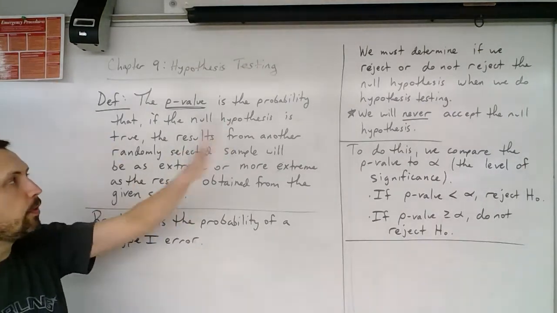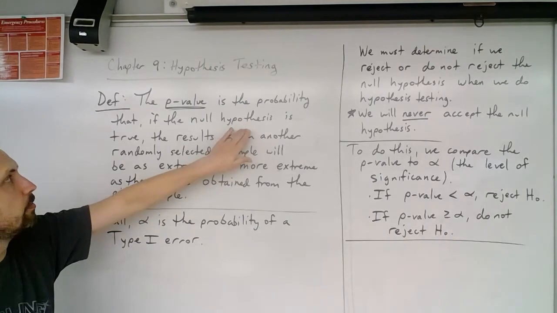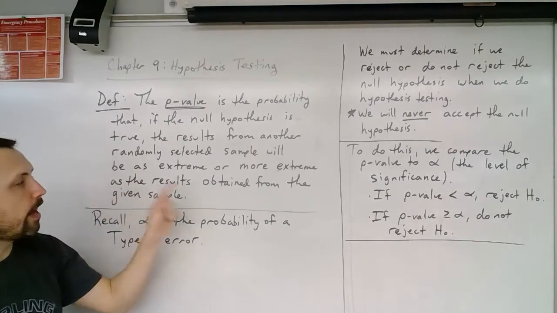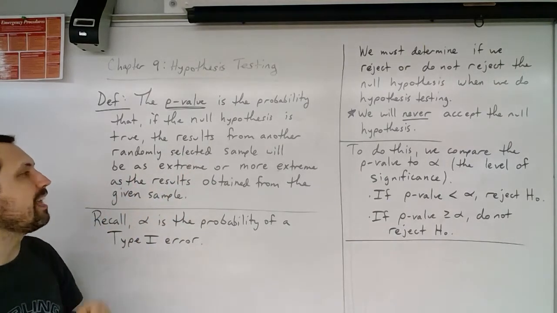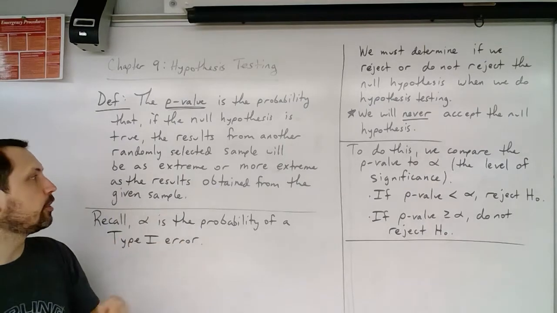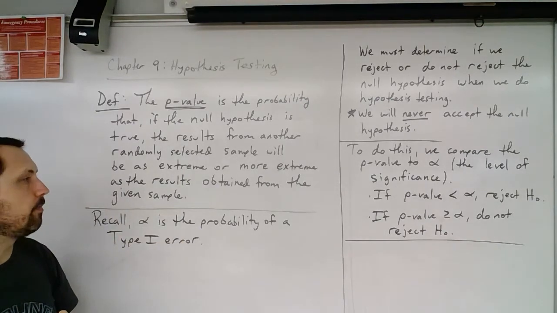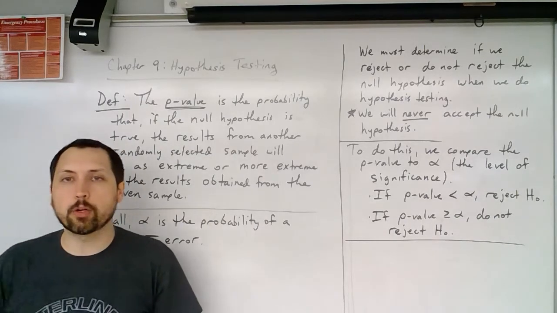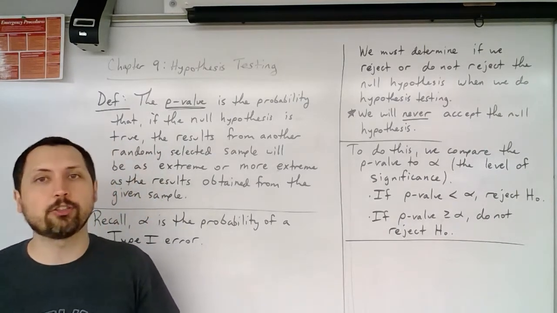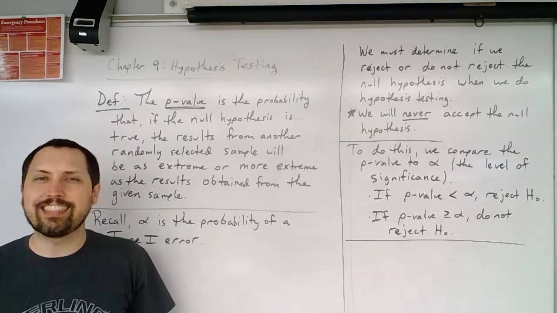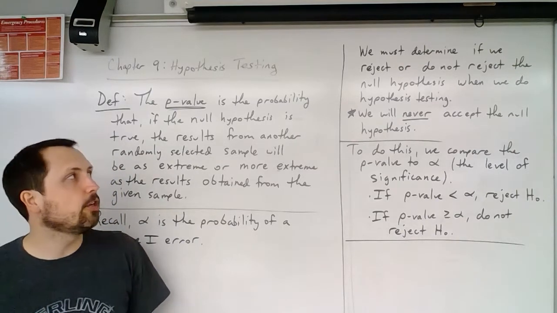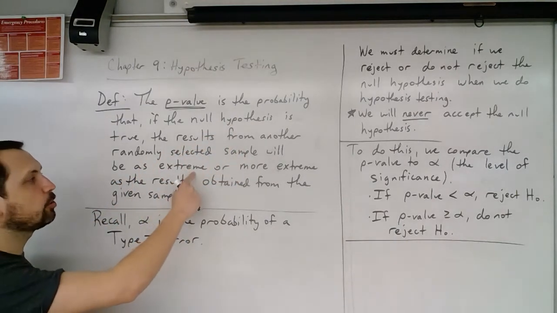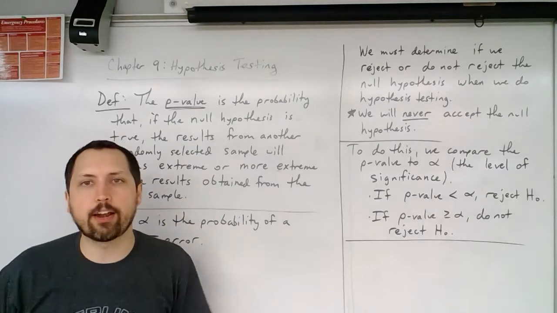So we're basically saying that we just assume the null hypothesis is true, okay? So the p-value is the probability that, if the null hypothesis is true, the results from another randomly selected sample will be as extreme or more extreme as the results obtained from the given sample. This is one of the trickiest definitions we're going to work with in this class. Even professional statisticians sometimes try to say something that isn't true about a p-value. The main idea is that this is the probability that you get a result that is as extreme or more extreme than the one we got on our sample.